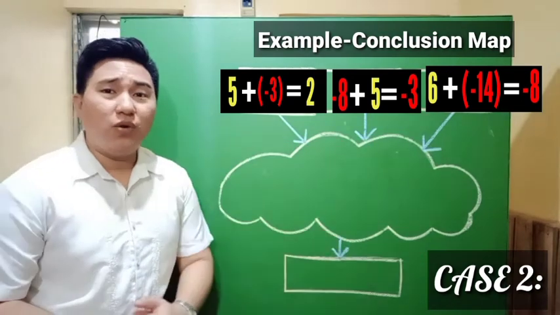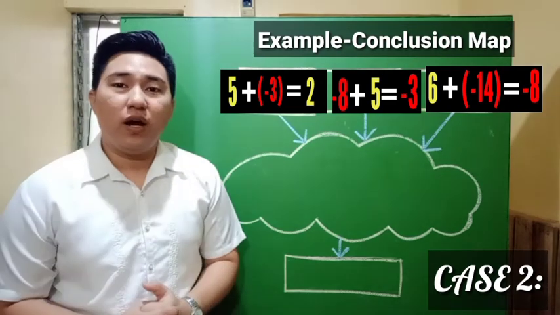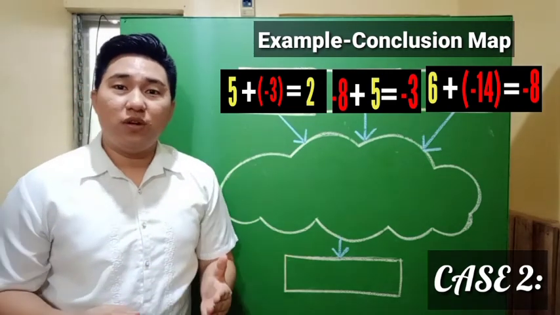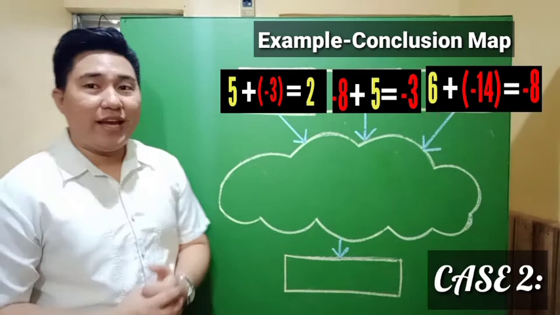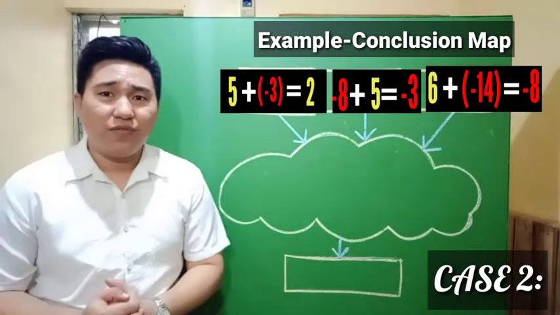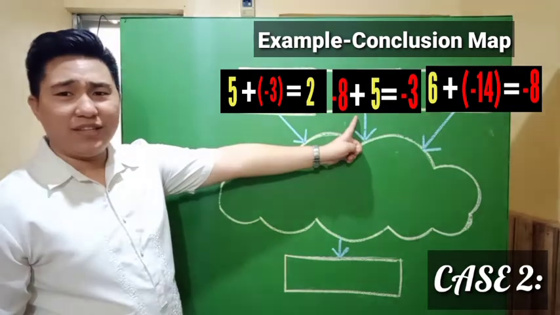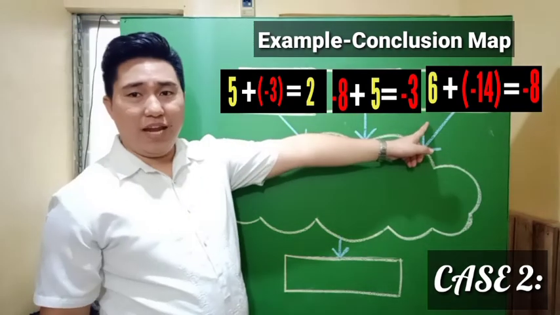Then, how about the result? How do we arrive at the result? Unlike in case number 1, that we get the sum of the two numbers, in this case, we get the difference. Then, how about the sign for each result? How do we get positive 2 here, negative 3 here, and negative 8 here?